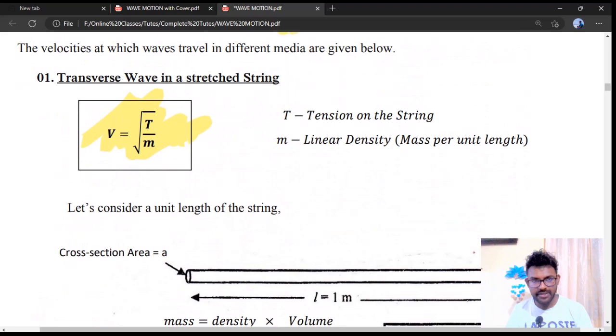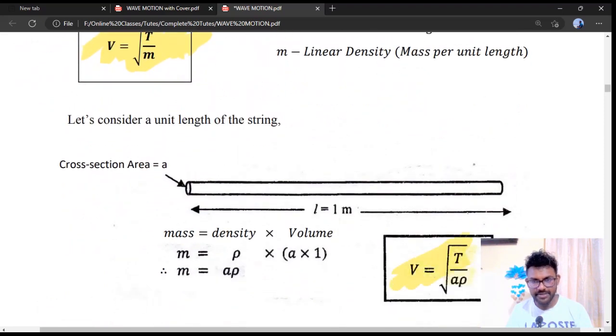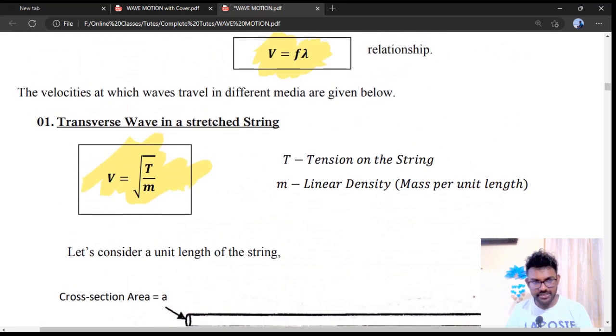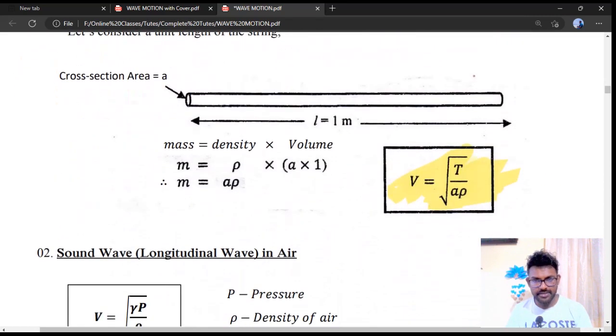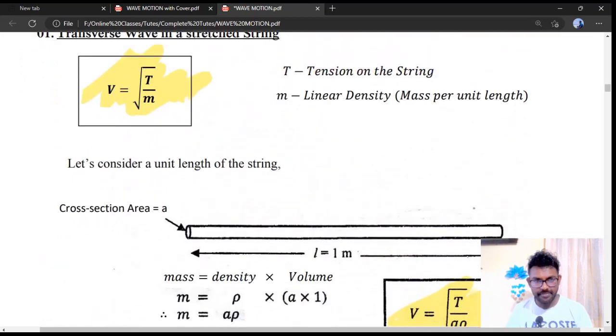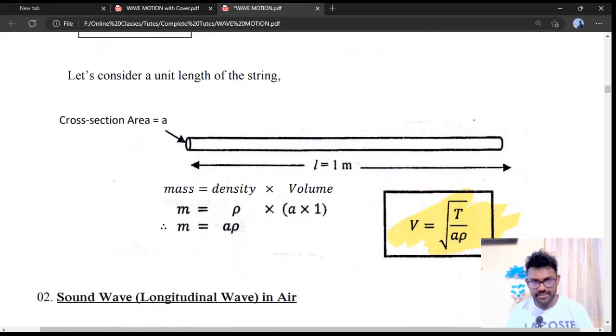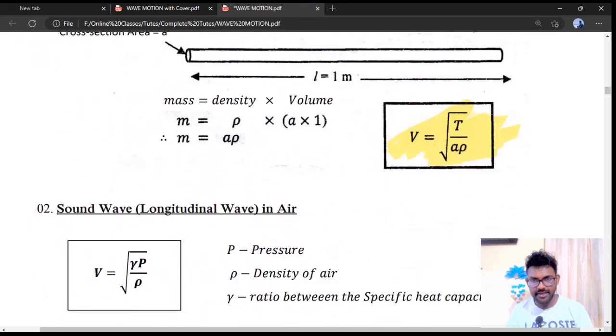Now, do we need to remember this? Yes, we should definitely remember this equation. The velocity of a stretched string is root T over M; the root sign is important. In case you can't find the mass per unit length, but you can find the cross-section area, and you know the density of the material the wire or string is made of, you can replace the mass per unit length with A times rho. So it will be v equals root T over A times rho. All right.